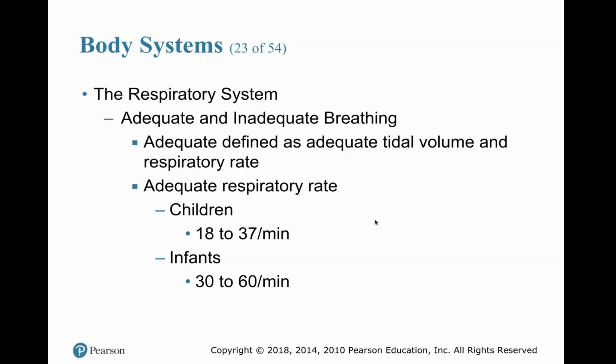An adequate respiratory rate in children is 18 to 37 times a minute, and in infants is 30 to 60 times a minute. Pay attention to those numbers. They are high. If you ever try to keep up with breathing with an infant, you will probably hyperventilate. Why can they breathe so fast? Because their lungs are a lot smaller, and they're not taking in as much tidal volume as you are.